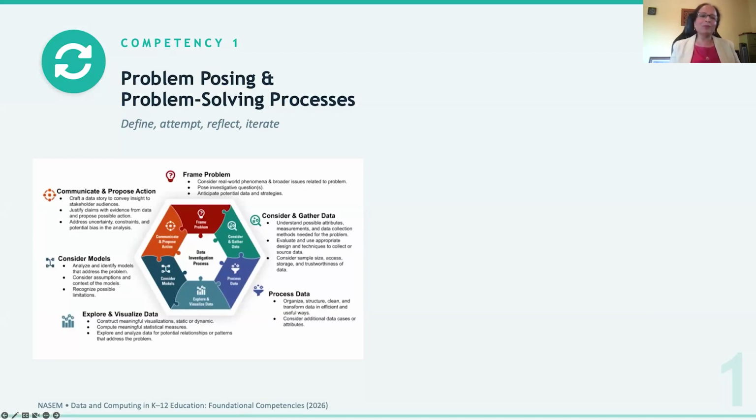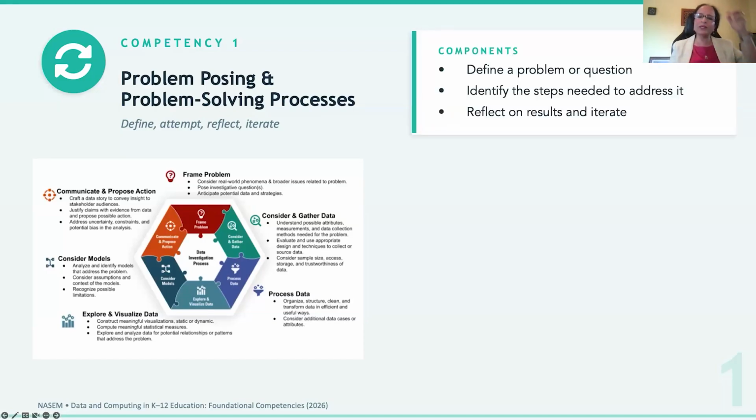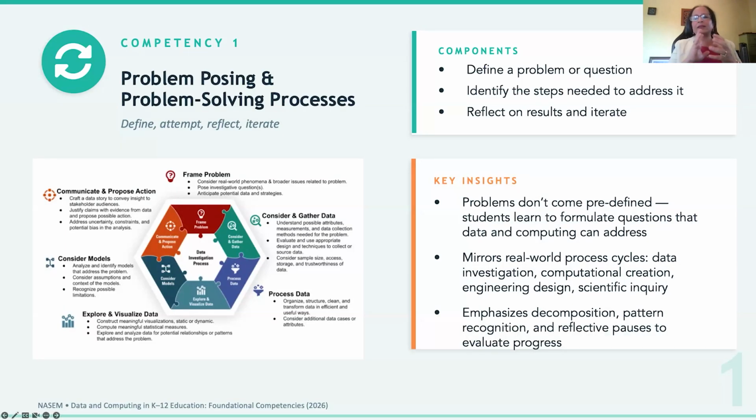Competency 1 is problem posing and problem solving processes. How students approach problems in STEM disciplines. And we identified 3 core components: defining a problem or question, identifying the steps needed, including things like decomposition and pattern recognition and those kinds of things that sometimes happen in some instances, and reflection and iteration. And understanding that the process is cyclical and not linear.